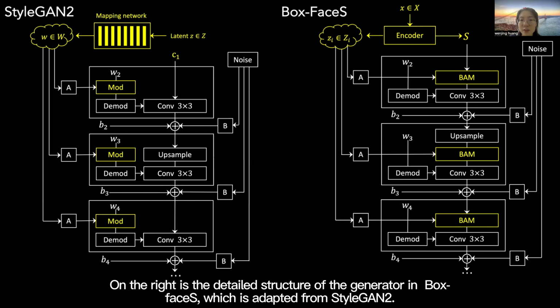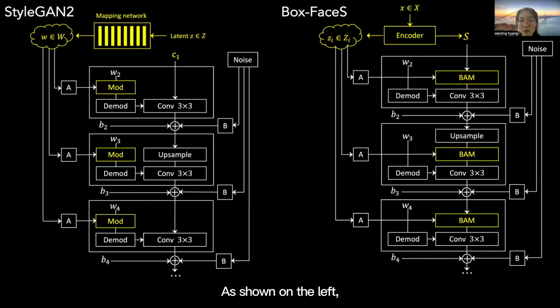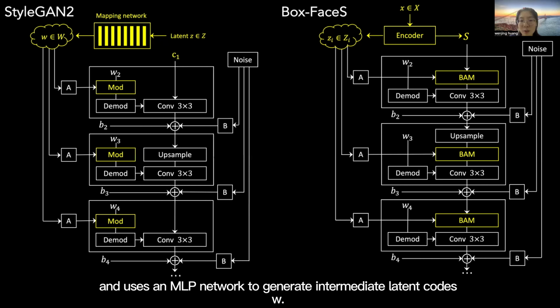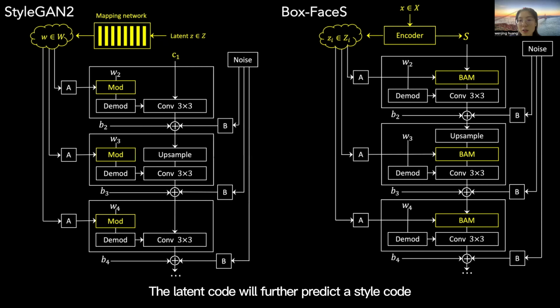On the right is the detailed structure of the generator in Box-FaceS, which is adapted from StyleGAN 2. As shown on the left, StyleGAN 2 expands resolutions from a constant tensor C1 and uses an MLP network to generate intermediate latent codes W. The latent code will further predict a style code to modulate its convolutional layer in a channel-wise manner. The modulation operation is denoted as mod in the left figure.